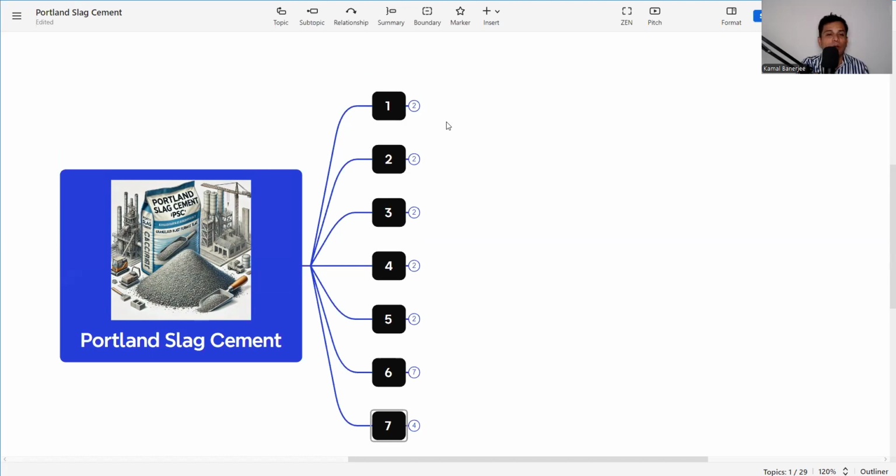Let's start today's topic, that is Portland Slag Cement. So we have OPC, we have PPC, and we have PSC also. That is slag cement. As per IS 456, it is recommended that it can be used in construction for preparing concrete and everything. So why PSC and what are its properties? That we will discuss first.